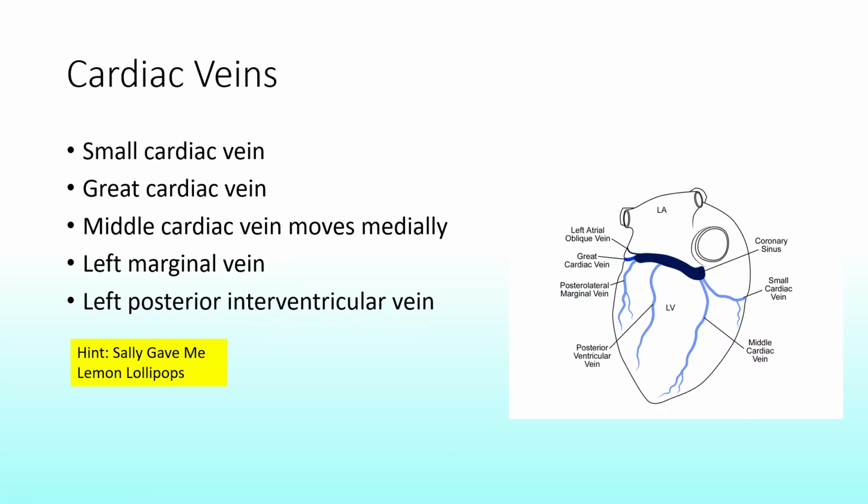The small cardiac vein is also found on the right side of the heart. The small cardiac veins drain from the anterior portion of the heart from the right side. In contrast, the great cardiac vein drains from the left side. The middle cardiac vein moves medially, and then we have the left marginal vein and then the left posterior interventricular vein. Again, a mnemonic that I like to use is "Sally gave me lemon lollipops." Here's a great picture that shows the types of veins, and as you can see, the coronary sinus is the thickest one right here.